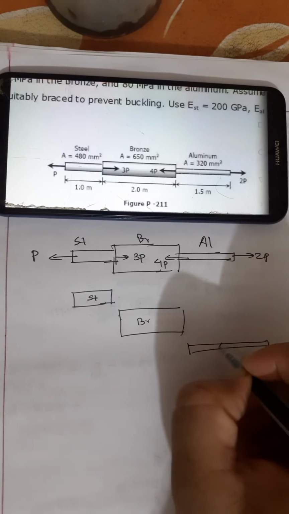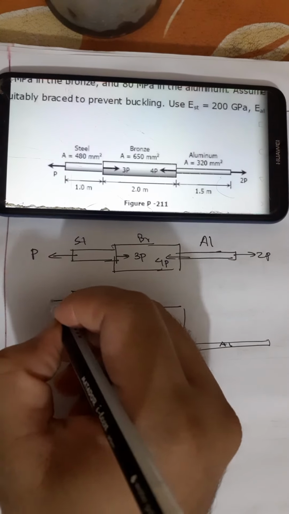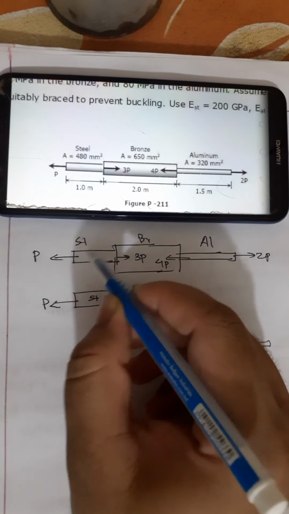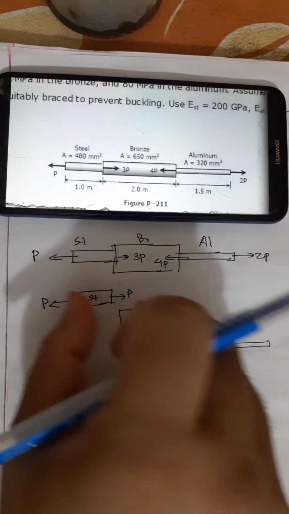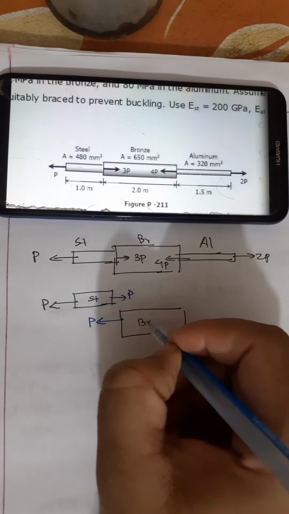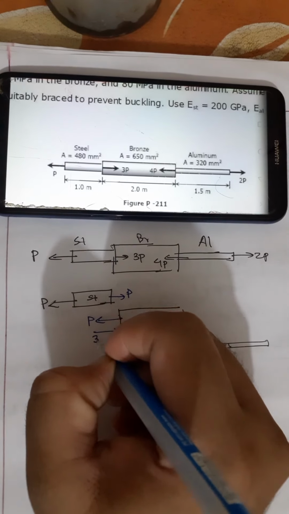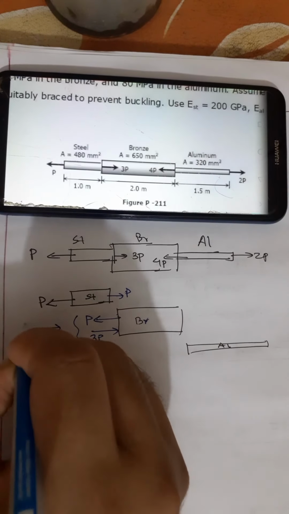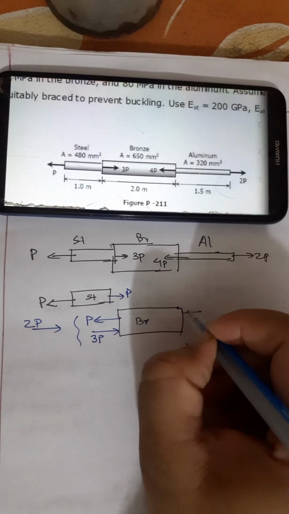Here this force is P, outward, so it is tension. As there is no force in the steel section, this force will be P, and these will be in equilibrium. To balance this force, we have to put another force P in the bronze, and another 3P force in compression is given at the bronze. So the ultimate summation is 2P tension in bronze.